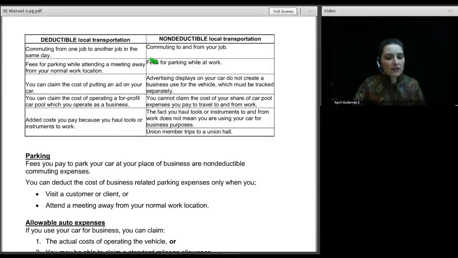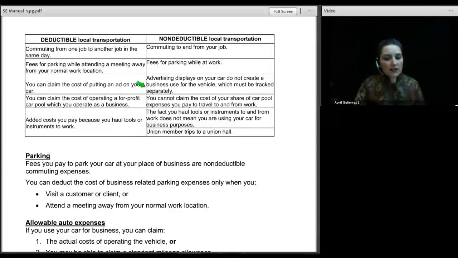You are also not allowed to claim costs of using your car to drive to and from work or anywhere else just because you have an advertising display on the side. So the fact that you put a sign advertising your business on the side of the car does not make the car business use. You're allowed to claim the cost of the sign because it is advertising, but the business use of the car still has to be tracked separately.